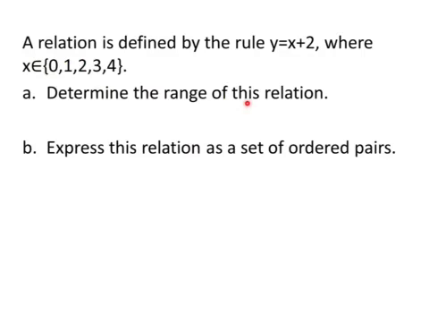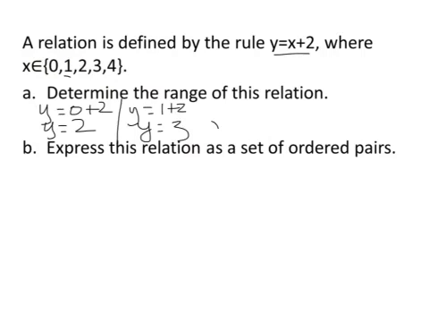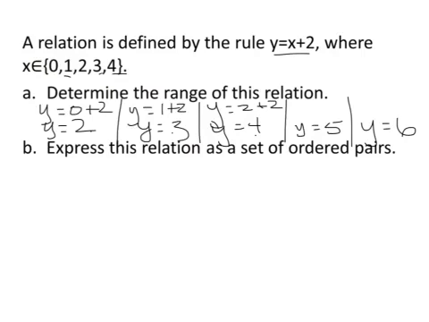Probably the easiest way to do that is just plug them into the equation. So it'll be y equals 0 plus 2, so y equals 2. y equals 1 plus 2, so y equals 3. y equals 2 plus 2, so y equals 4. You can clearly see there's a pattern going on. So for the input of 3, our y will equal 5. For our input of 4, our y is going to equal 6.